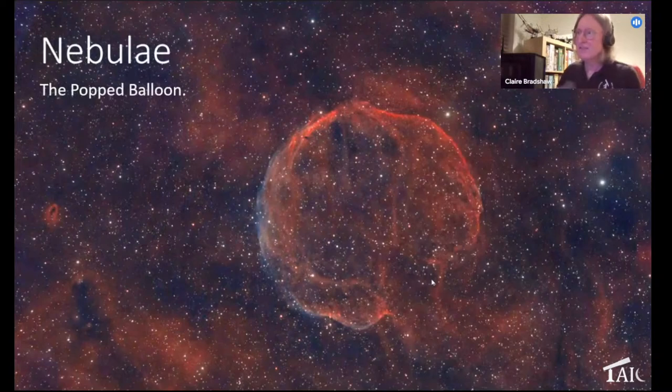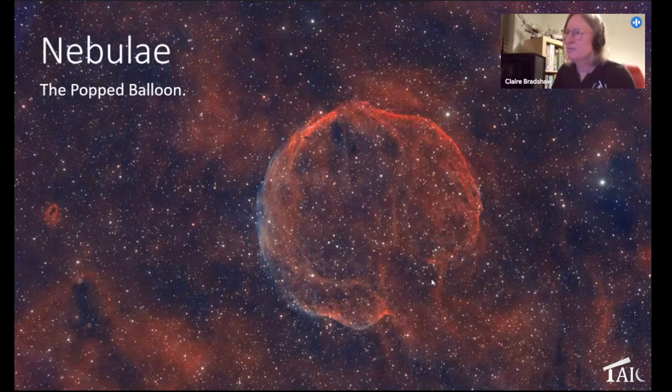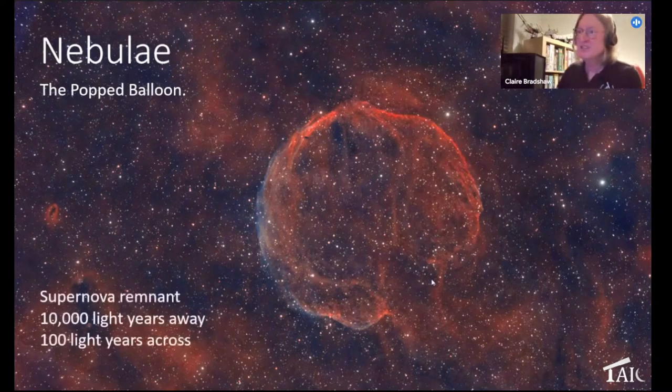Another one is at the other end of the scale, the Popped Balloon Nebula. Of course, it looks like a popped balloon. And it's a supernova remnant from when a star died many, many years ago. It's 10,000 light years away and 100 light years across.